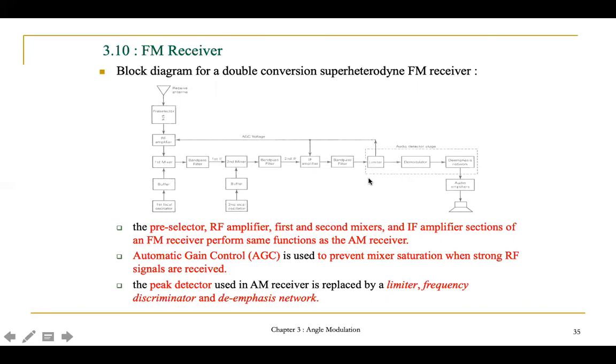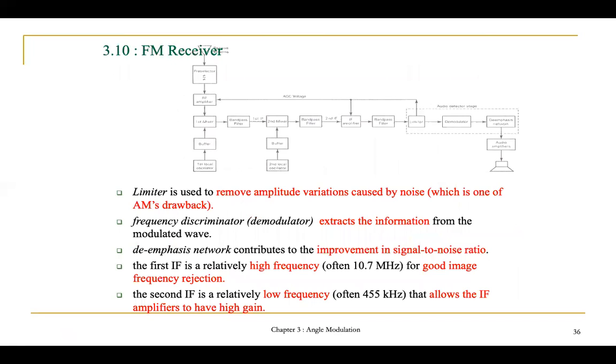Over here we have the audio detector stage, which consists of the limiter, demodulator, and the de-emphasis network. The limiter removes the amplitude variation caused by noise, which is one of AM's drawbacks. The frequency discriminator, or demodulator, extracts the information from the modulated wave, and then the de-emphasis network will improve the signal to noise ratio.